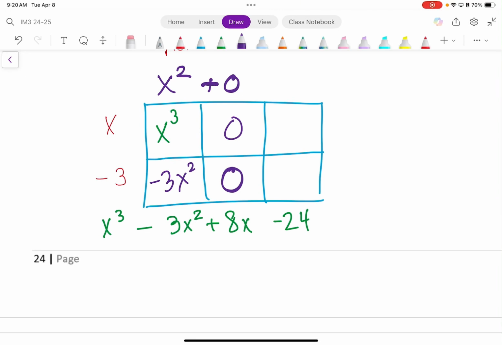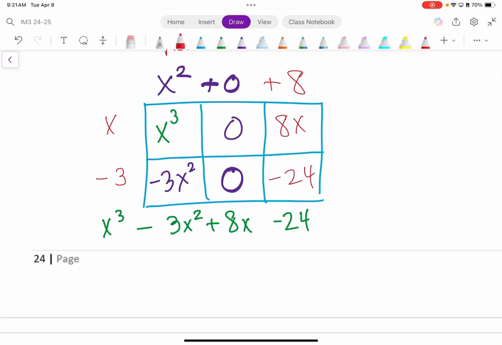Well, only that column is equal to 0. So x times 0 is 0. Negative 3 times 0 is 0. So if that, what am I missing? The sum of 0 and what number is going to give me 8x? So what am I missing? 8x. I'm missing 8x. So to get that, I have a plus 8 on top. And then 8 and negative 3 makes negative 24.